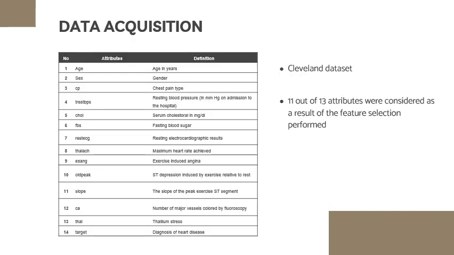Data for this research was obtained from the Cleveland dataset that is obtained through Kaggle, and it consists of 313 samples. From this dataset, 11 out of 13 attributes were considered due to the feature selection performed on the data.